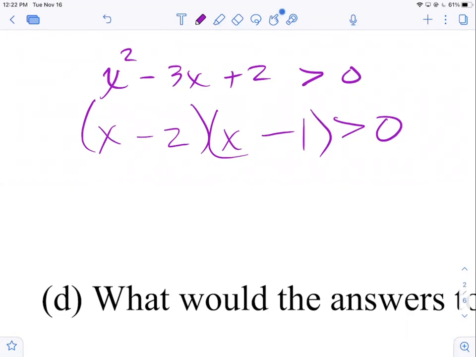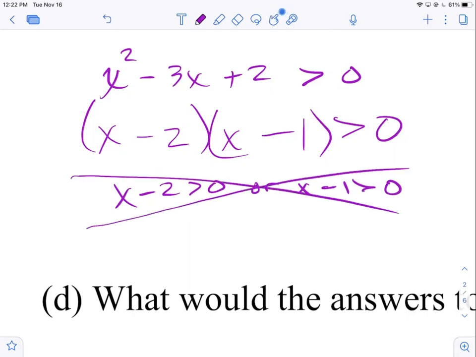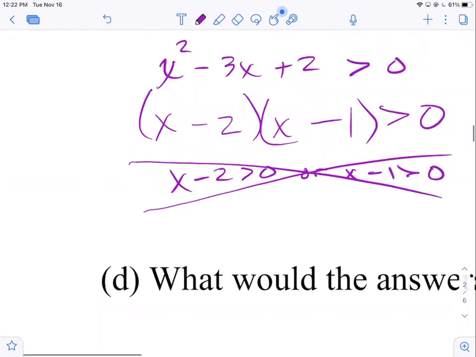Now, once I have it factored, Braden said to factor it. Can I then say that x minus 2 is greater than 0 or x minus 1 is greater than 0? No, because that's solving it algebraically, and you can't do that. You can factor it and keep it fully intact, but once you split it apart, it doesn't work.